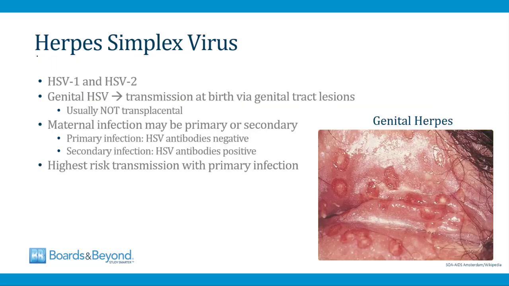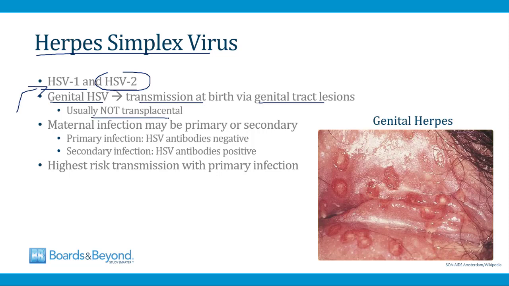Okay, moving on, let's talk about herpes simplex virus, which is a sexually transmitted infection. There are two subtypes of herpes virus that cause infection in humans. One is HSV1, the other is HSV2. Most genital herpes infections are caused by HSV2, but they can also be caused by HSV1. When a mother has genital herpes at the time of vaginal delivery, the virus can be transmitted to the baby from genital tract lesions. Importantly, transmission to the baby is usually not transplacental, so the mother can have genital herpes during pregnancy, and the baby is not at risk until the time of delivery if there's a vaginal delivery.